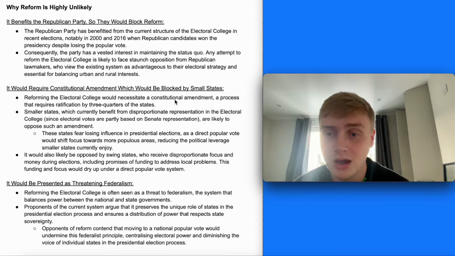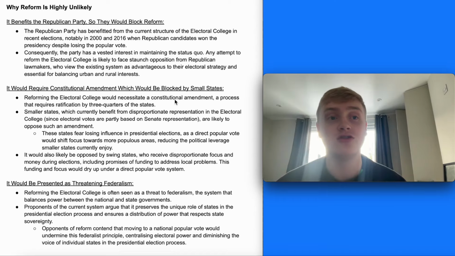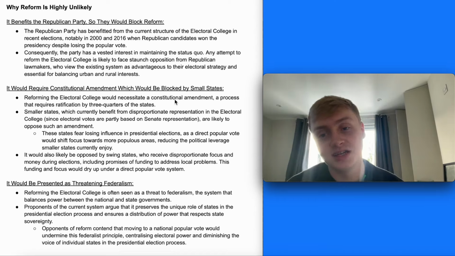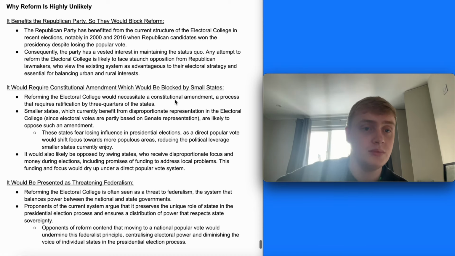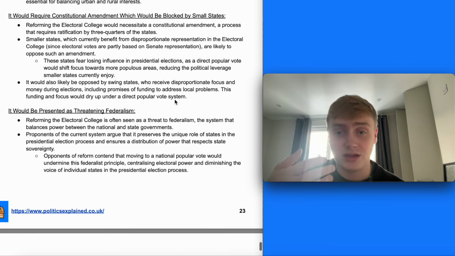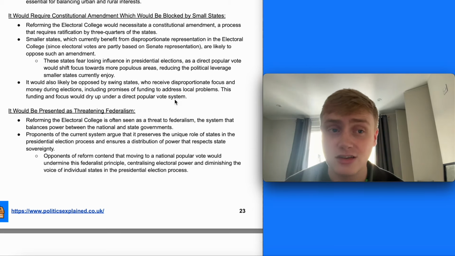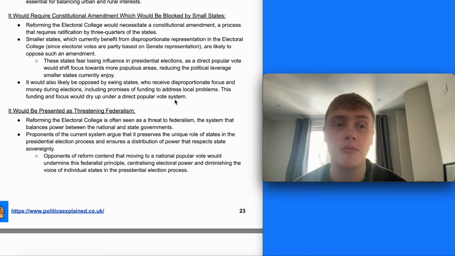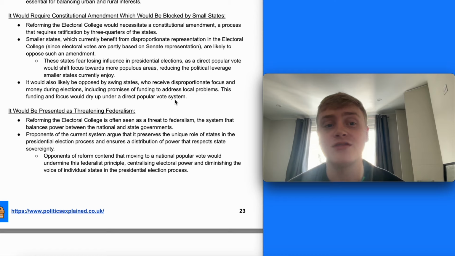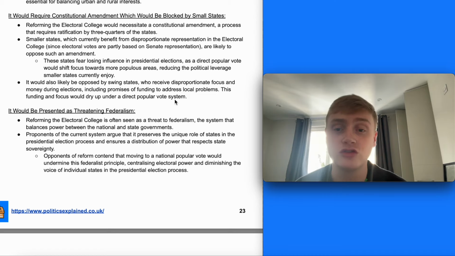And of course, as we know, it would require a constitutional amendment, which requires 2/3 of both the House of Representatives and the Senate, and the Republicans would easily be able to block that. Reforming the Electoral College would also, as I said, necessitate a constitutional amendment, and this would also crucially be blocked by the states. Smaller states, which currently benefit from disproportionate representation in the Electoral College, are likely to oppose such an amendment. These states fear losing influence in presidential elections, as a direct popular vote would shift focus towards more populous areas, reflecting the political leverage smaller states currently enjoy.